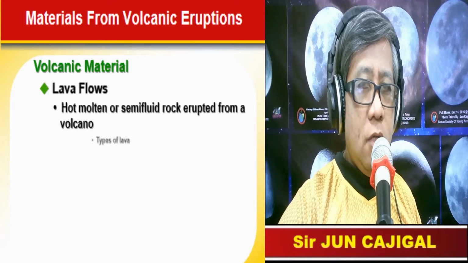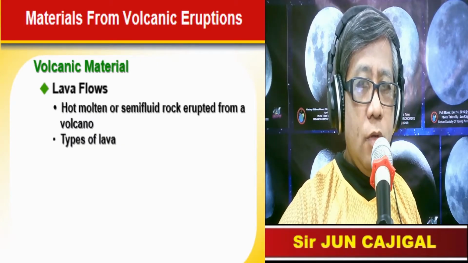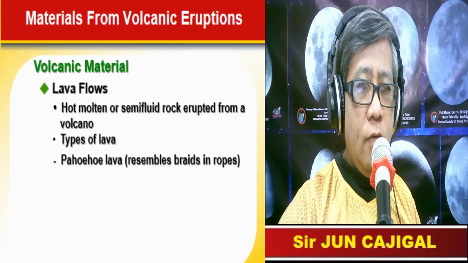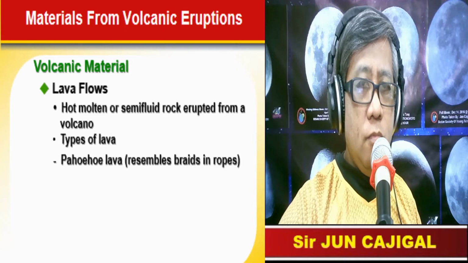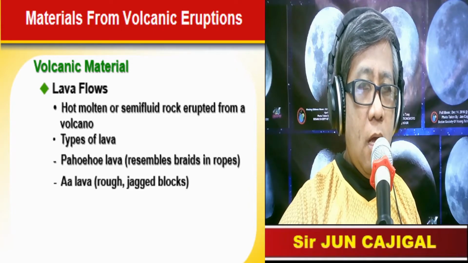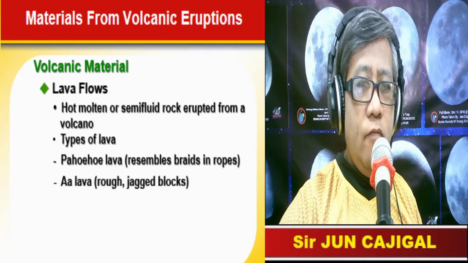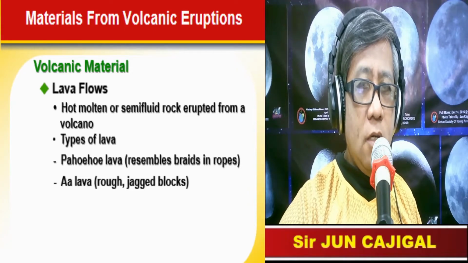Now there are two types of lava. First, we have what we call pahoehoe lava. Pahoehoe lava resembles braids in ropes. And we have aa lava. Aa lava appears rough and jagged.